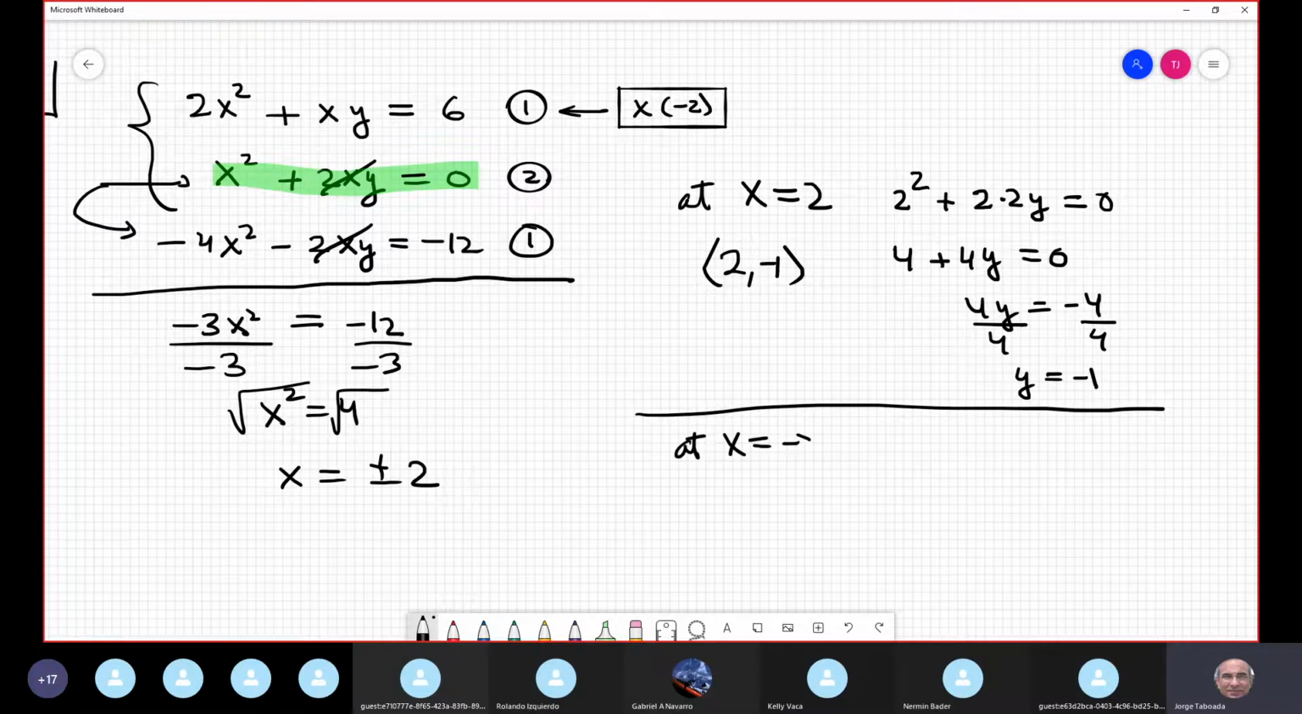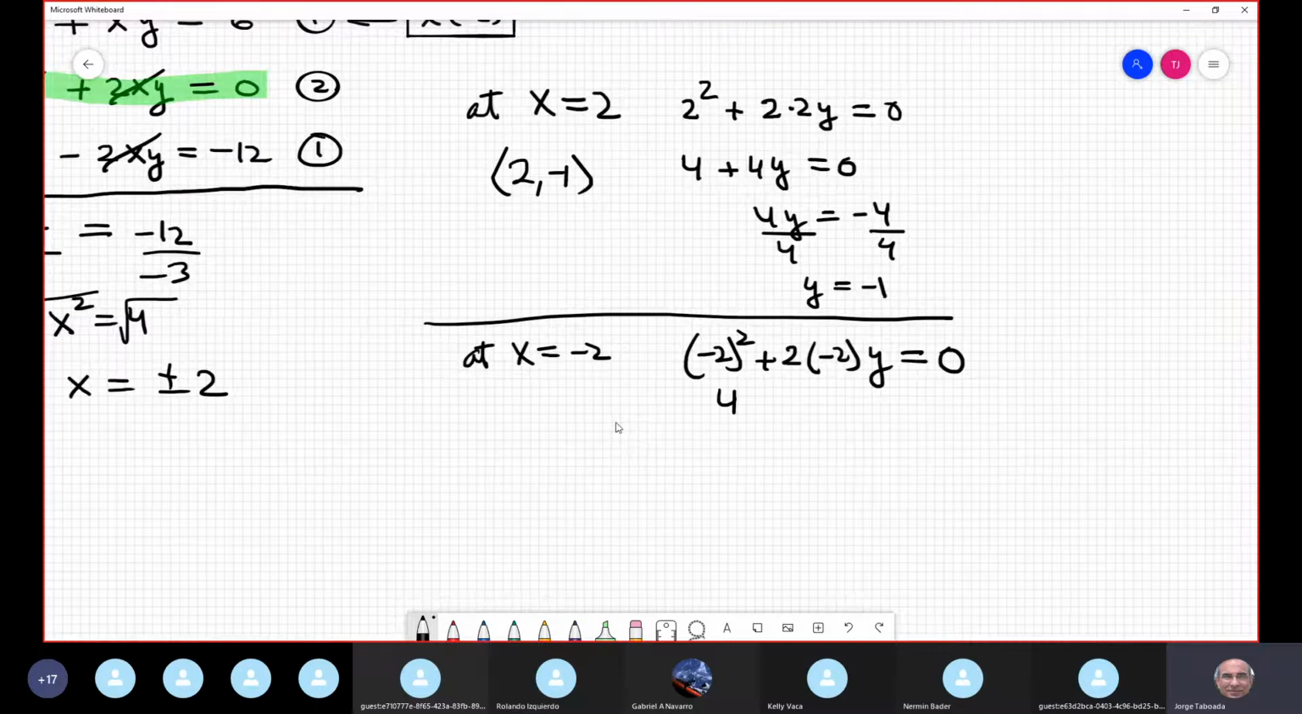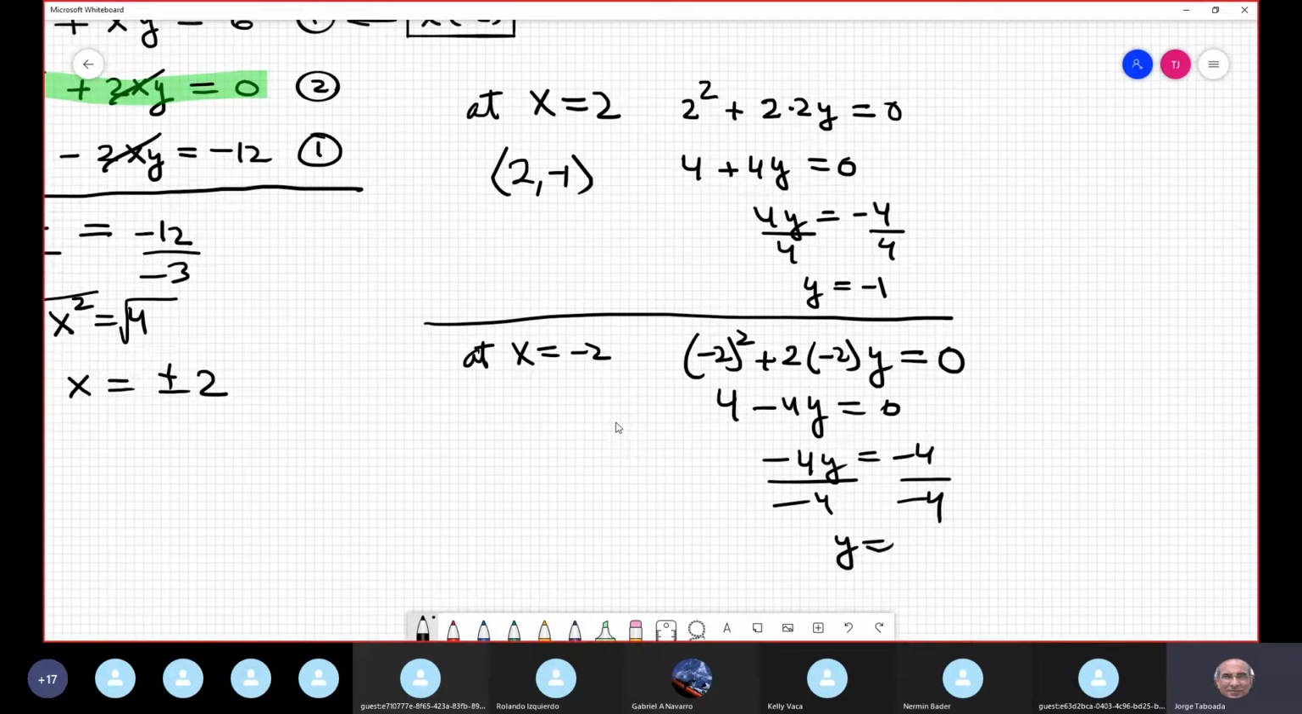The second solution is similar. At x equal -2, same equation. Be careful with the sign. It's -2 squared plus 2 times -2y equals 0. This is 4 positive. This is -4y equals 0. Let's solve for y. 4y equals -4, divided by -4 on both sides. y is 1. And the point is -2, +1. End of story.